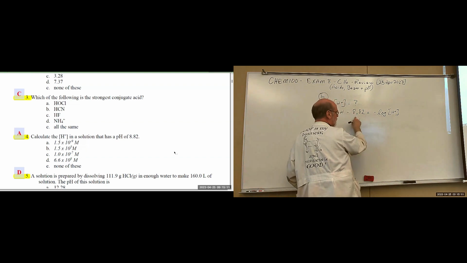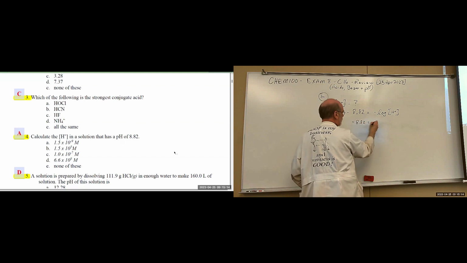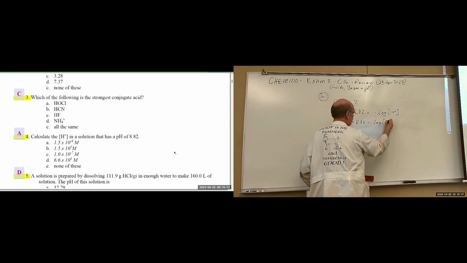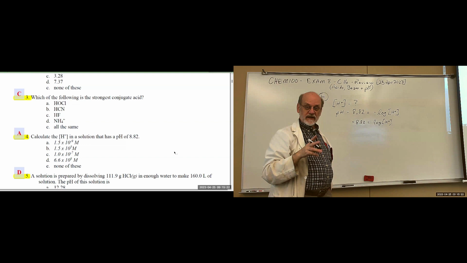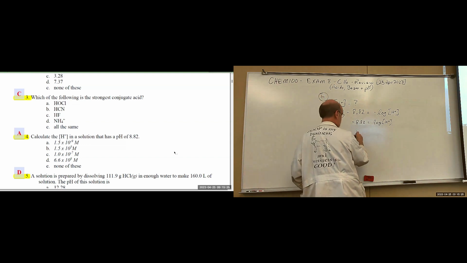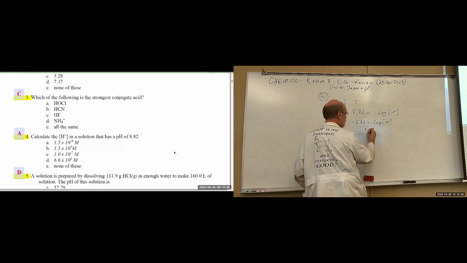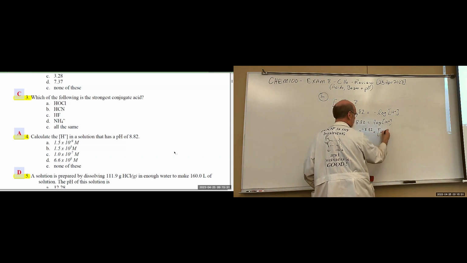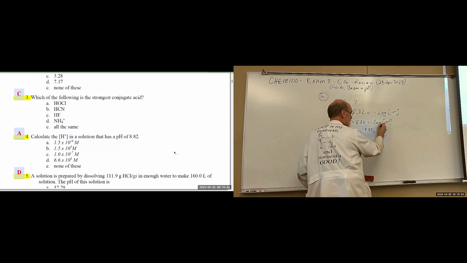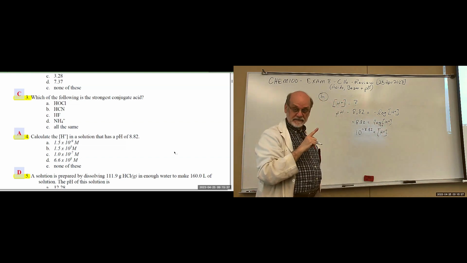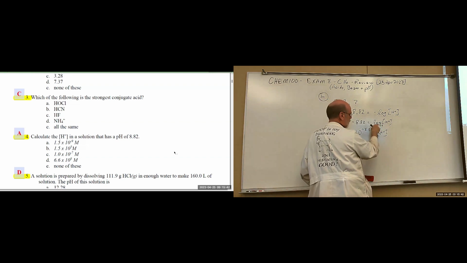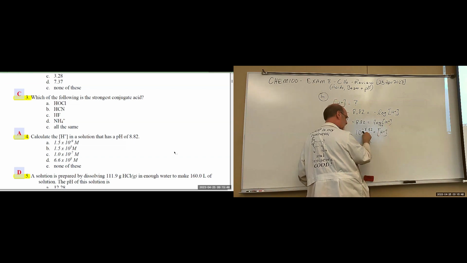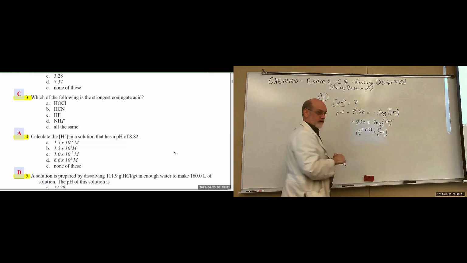First, we've got to move this negative over here. Then we need to take the anti-log of it. And the anti-log on your calculator is the same as 10 to the minus 8.82. Okay, and that's because that logarithm is base 10. So remember, the logarithm of this number is the power of 10 that equals that number. So the power of 10 that equals that number is the answer to the question.